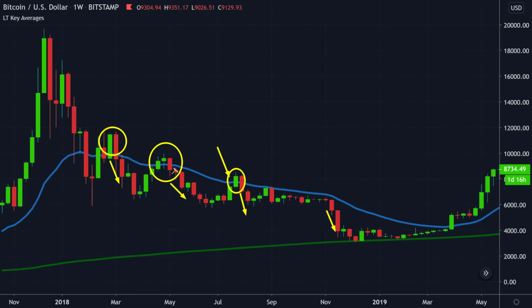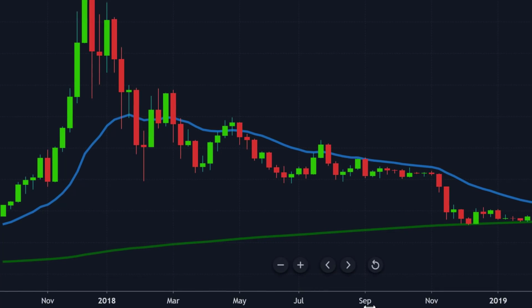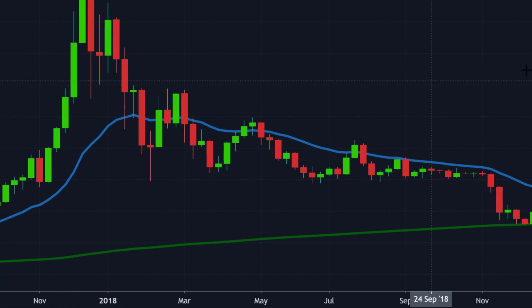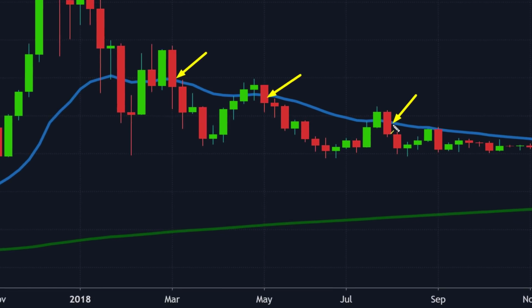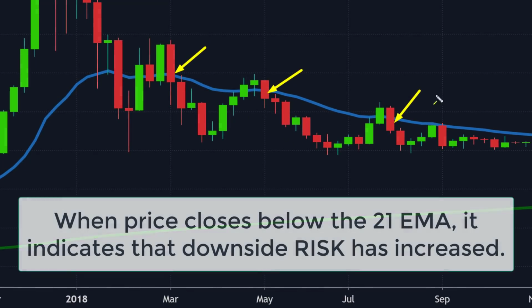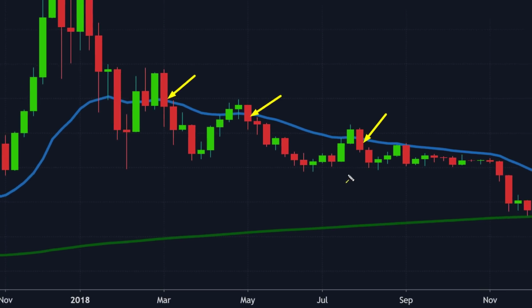And here's the thing, the way I use this is as soon as price closes below the 21, like you see here, this is the bar that closed below the 21. This shows a very high probability, you know what, this is not the start of a brand new uptrend. So usually when you see the price going back below the 21 weekly average, it's a very high probability it's a false breakout. And that means risk increases to the downside, essentially is what it means.